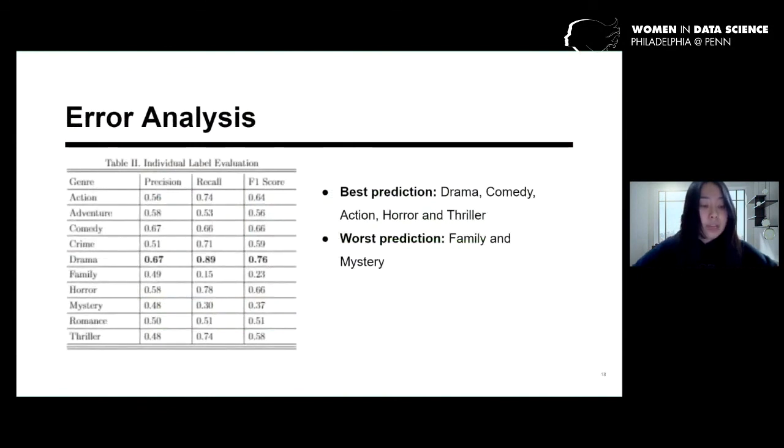We can see from the table above that the BERT model did best predicting drama, comedy, action, horror, and thriller genres in terms of F1 score. The dataset has more movies with those tags, which explains why the model did well. On the other hand, movies with family and mystery genres pose a challenge to our model. One reason is the lack of those movies in the dataset. Another reason is that the model finds it hard to differentiate between mystery and crime text.